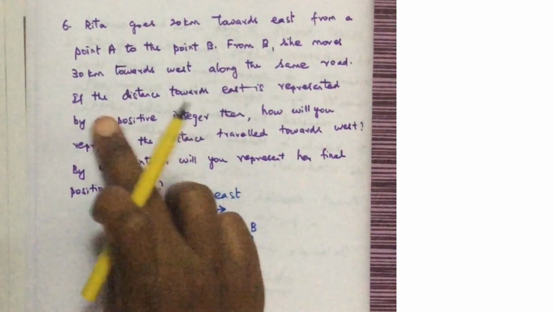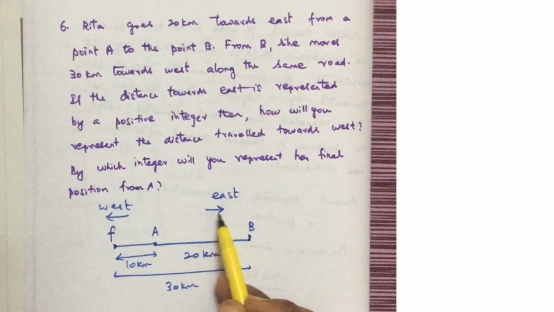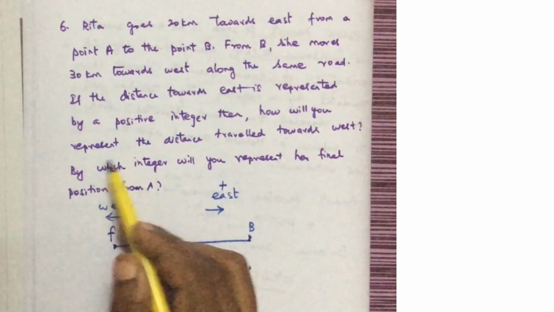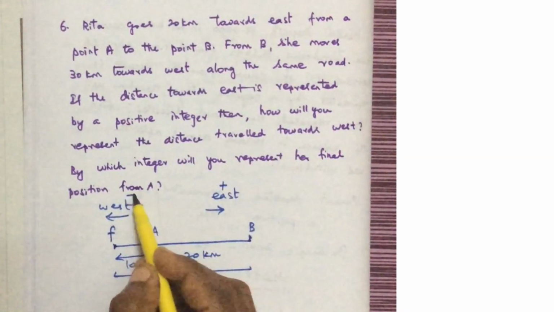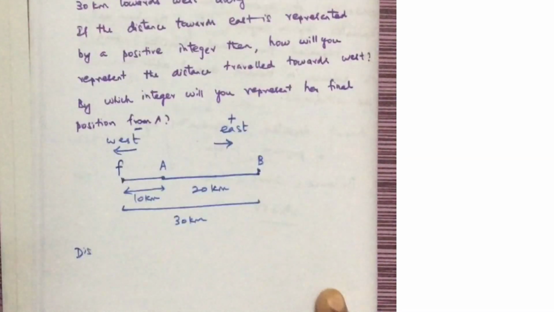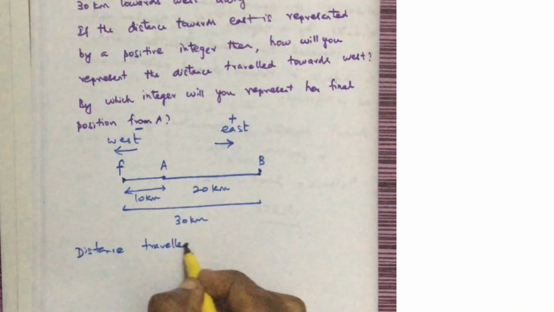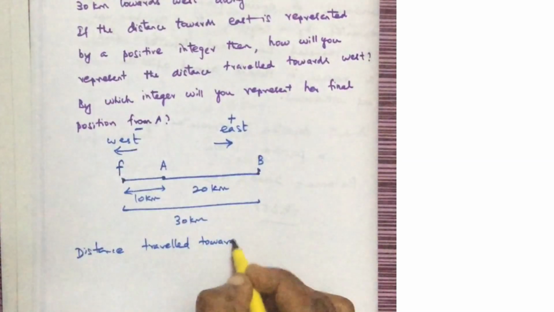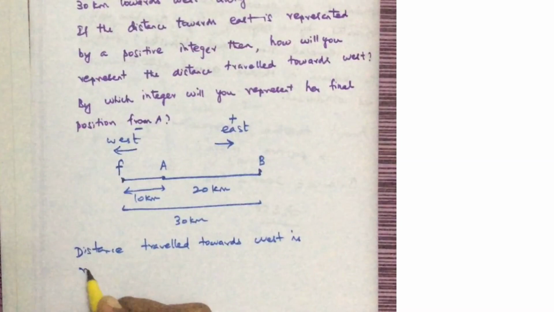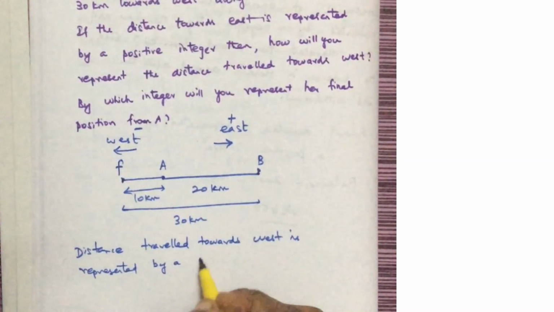If the distance towards the east is represented by a positive integer, then how will you represent the distance travelled towards west? It is represented by a negative integer. So distance travelled towards west is represented by a negative integer.